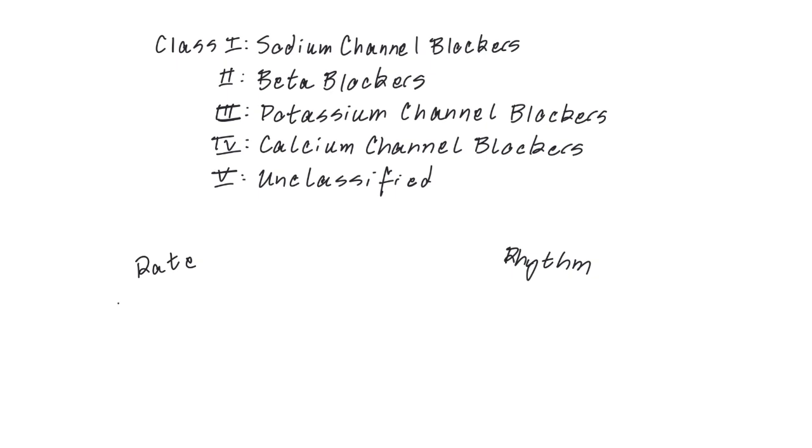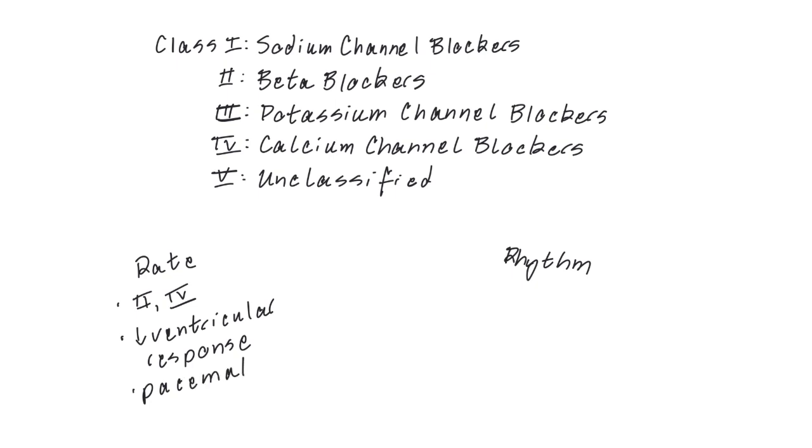The rate control classes are classes 2 and 4, so the beta blockers and the calcium channel blockers. And these medications basically slow the ventricular response. So they don't fix the rhythm problem, but they do help the cardiac output problem that comes along with rhythm problems. So they protect the ventricle from rapid firing, and they act on pacemaker cells. That's what the rate control drugs do.